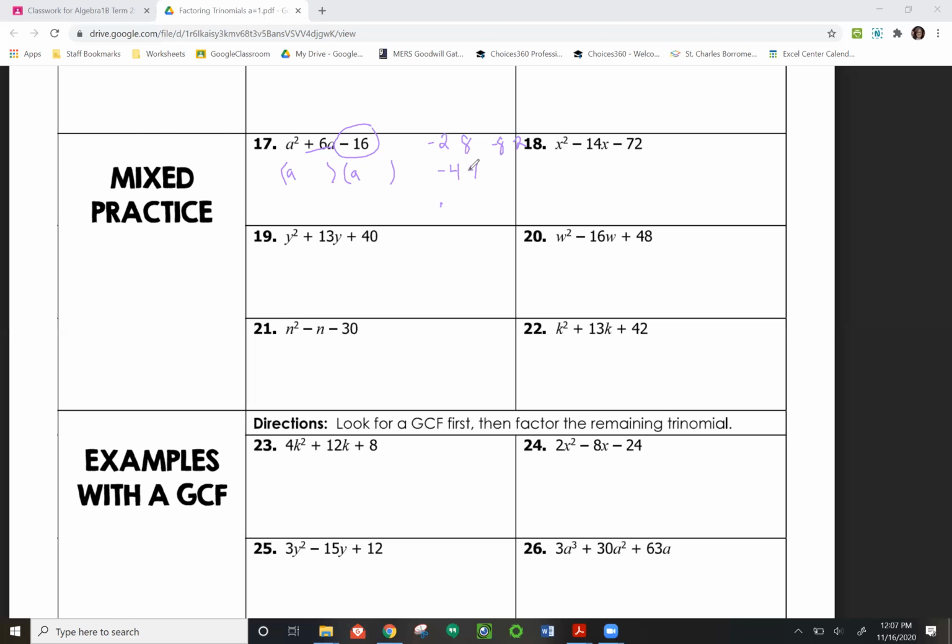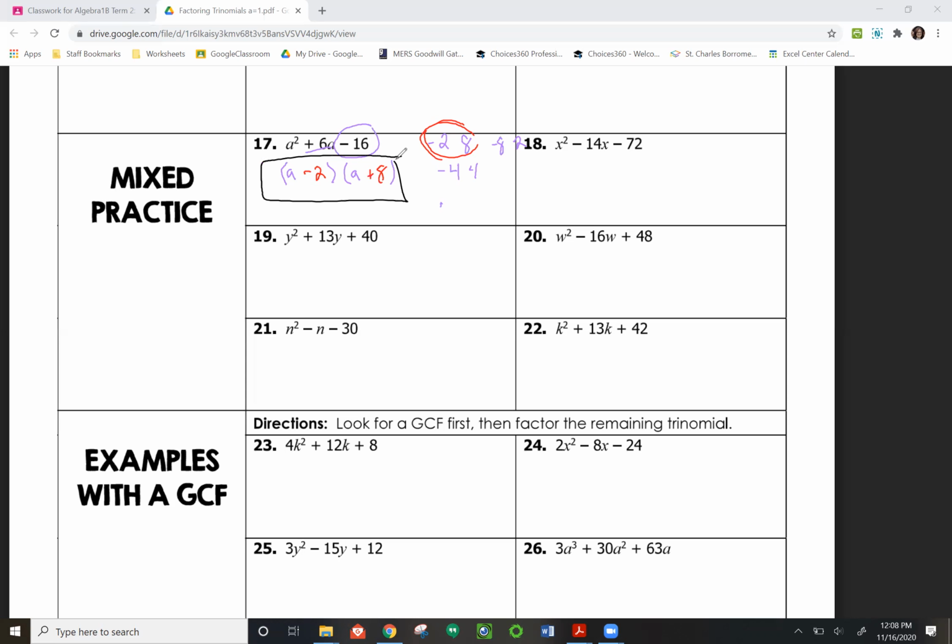But of these pairs, which one adds together to get a positive 6? Negative 2 and a positive 8 add together to get positive 6. So I'll write negative 2 and a positive 8. Okay, and so I have factored completely, and I got a minus 2 times a plus 8.